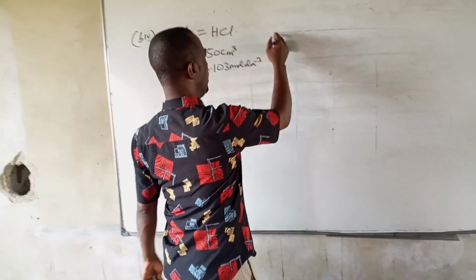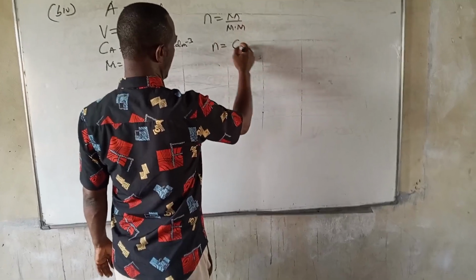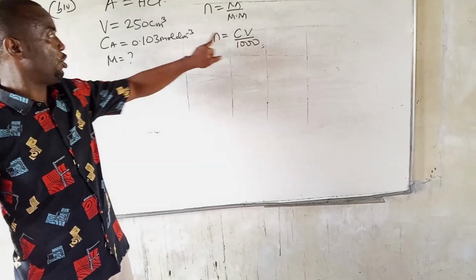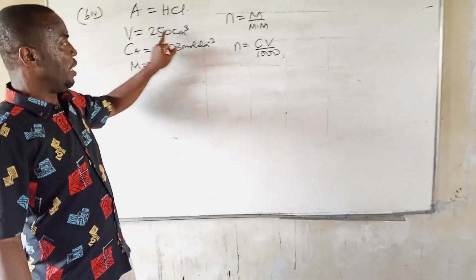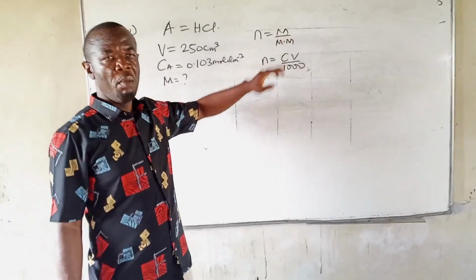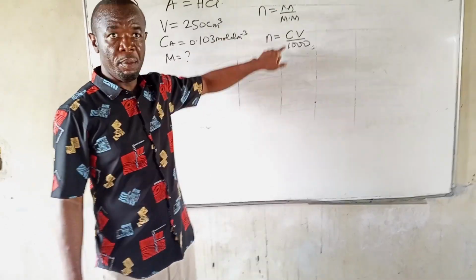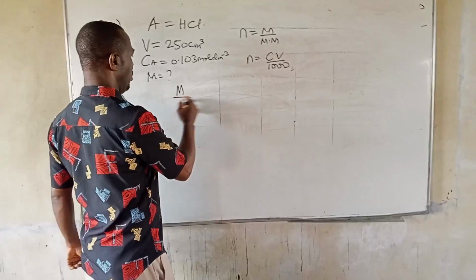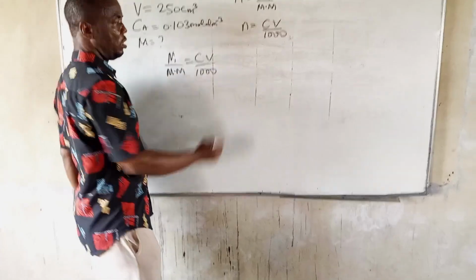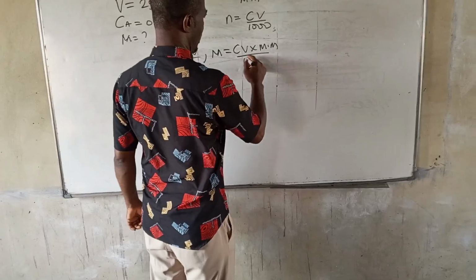Remember that mole is given to you as mass over molar mass, or the same mole is given to you as CV over 1000. If you apply this formula, you get mole. You have your concentration, you have your volume, you can then get the number of moles. When you get the number of moles, you substitute here and get your mass. But in order to avoid wasting time, since this is mole, you can equate the two together. So now mass over molar mass equals CV over 1000. Make mass the subject. Mass becomes equal to CV times molar mass over 1000.